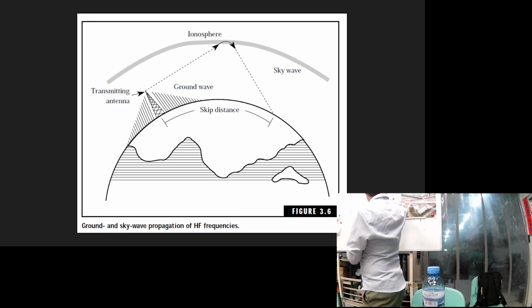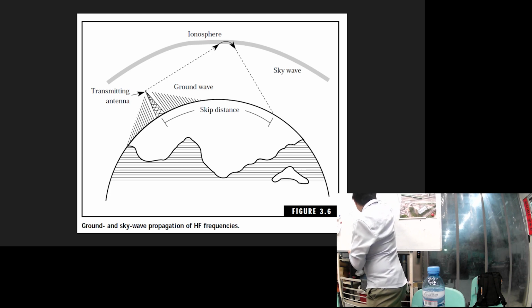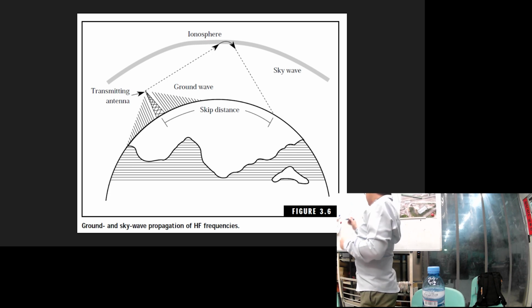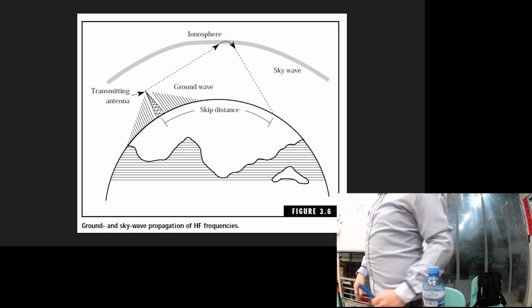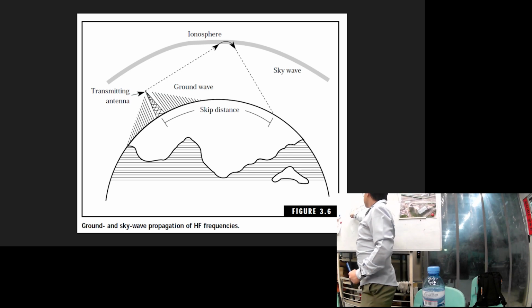And sometimes the signal lands here, and they can cover this range. This range can be received. And this zone, we will call it the skip distance or skip zone. The zone that cannot receive any signal.